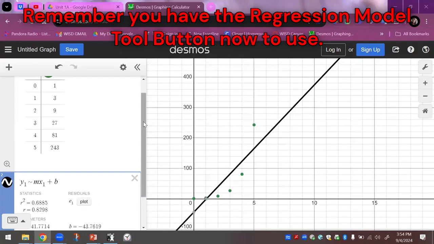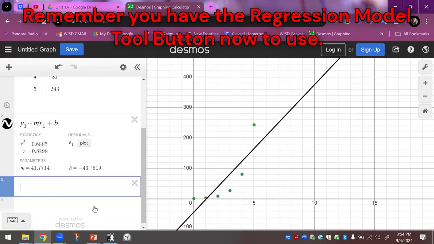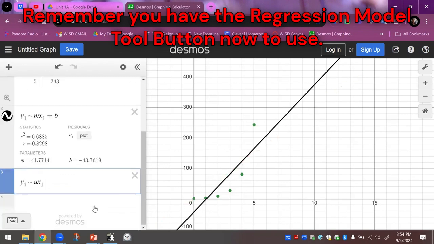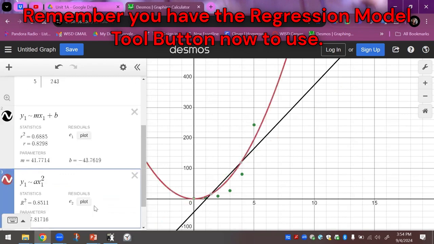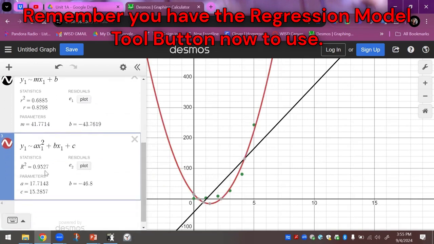All right, so we've put in our graph. We're now looking, and the linear has a pretty low r squared value. Do we see that? All right, so now we're going to do the quadratic. y1 tilde ax1 shift 6 squared plus bx1 plus c. Okay, looks a little better. My r squared value did increase, didn't it? So it went up.